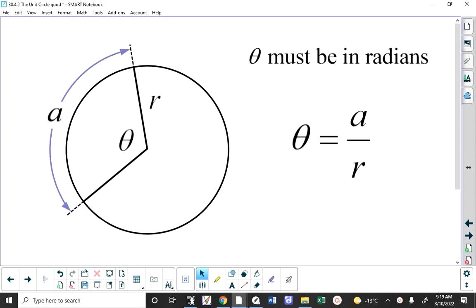The arc length formula, which is on your formula sheet, is pretty straightforward using it. There's just that wrinkle. It's not a big deal, but well, it is a big deal if you forget about it. You have to be in radian mode in terms of your thinking. The number that goes into this formula for theta must be a value in radians and not degrees in order for the formula to work.